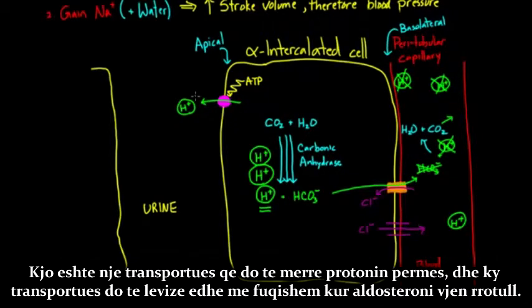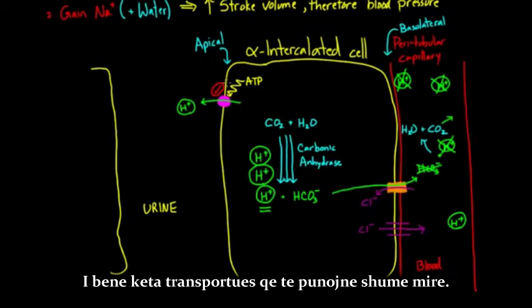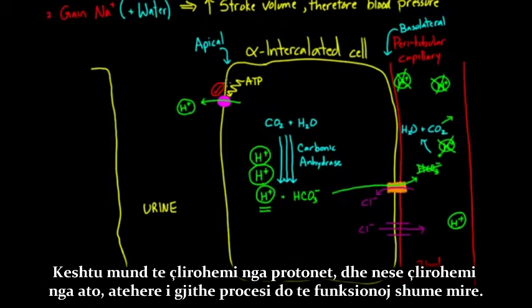So that's one transporter that will get the proton across. And actually, this transporter is going to be working almost like overdrive when aldosterone is around. So now finally we've gotten to what aldosterone does in these cells. It makes that transporter work really, really well, so you can get rid of protons. And if you can get rid of protons, then this whole process is going to work really nicely.